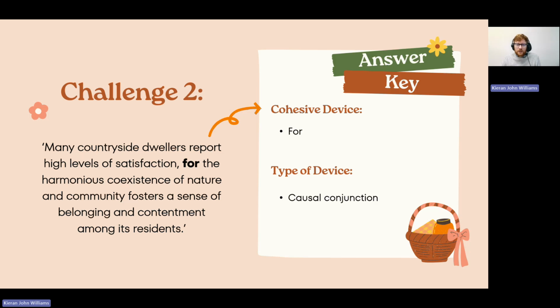Well, it is the word for. So in this sentence, the cohesive device is the word for. This is a causal conjunction. It explains why the residents feel a sense of belonging and contentment. Okay. It's very similar to because here. So it shows cause and effect, helping the two sentences express a logical relationship between the two ideas.